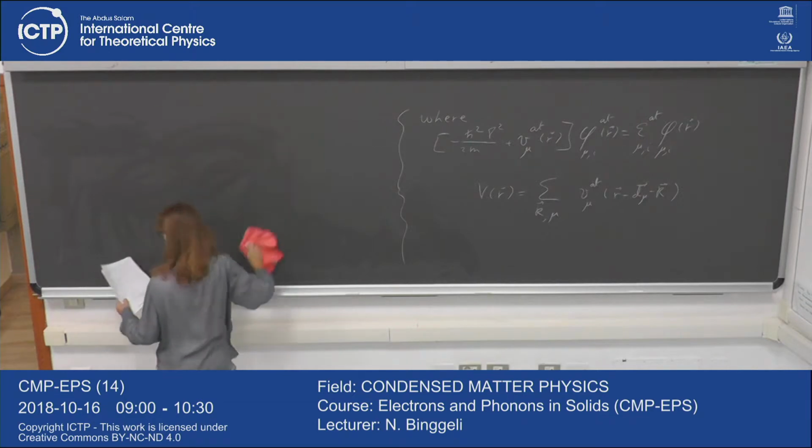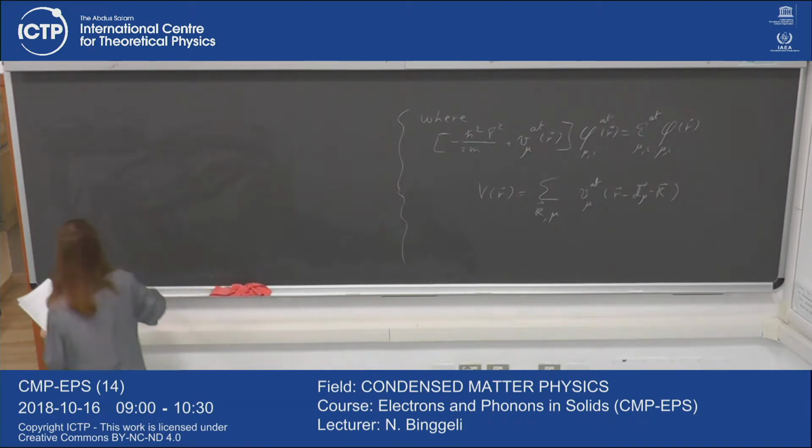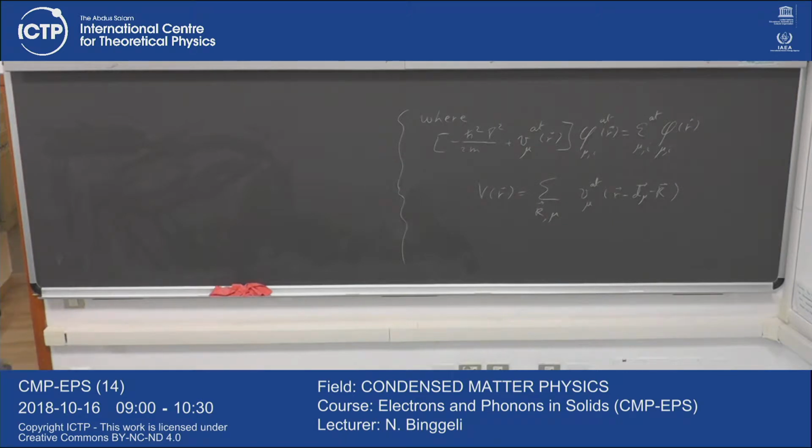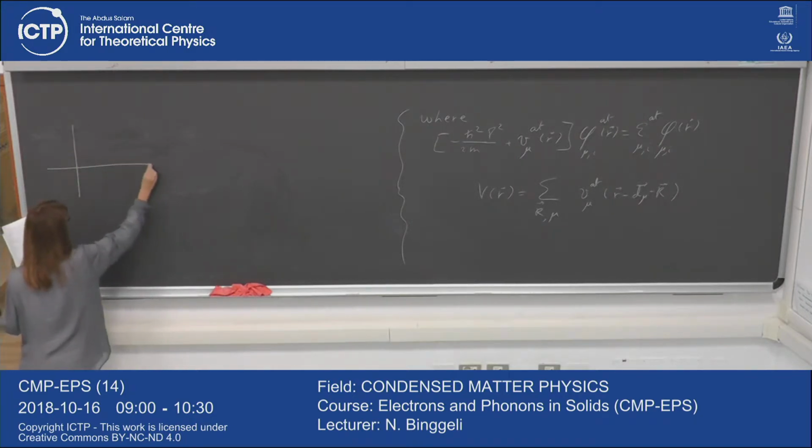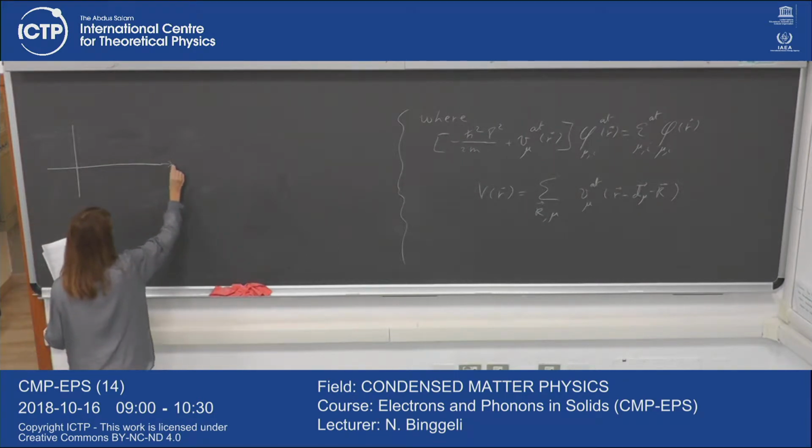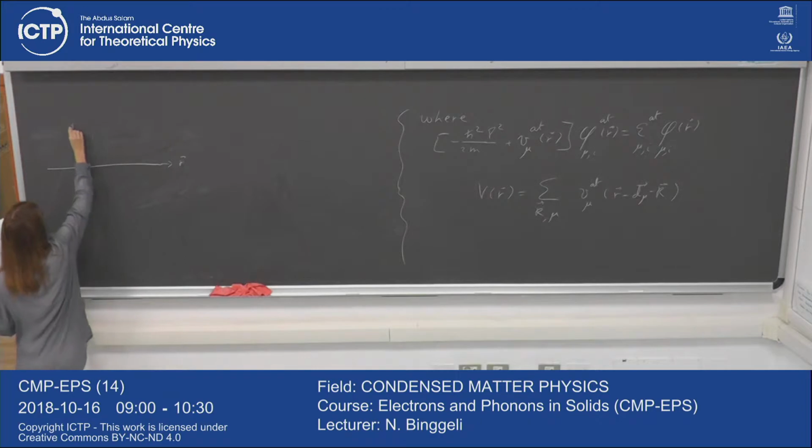So if I plot, I'm assuming I have a monoatomic crystal, so I just sum over the Bravais lattice vectors. All the atoms are of the same type, I don't know, carbon, and it's a monoatomic crystal, so the atoms are on the sites of the Bravais lattice. So if I plot in the crystal in R space the potential V of R.